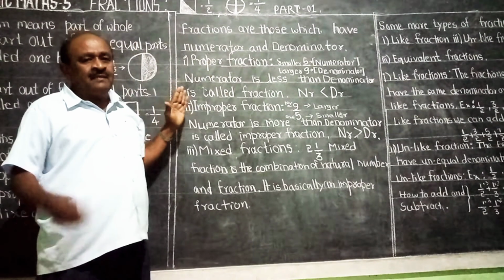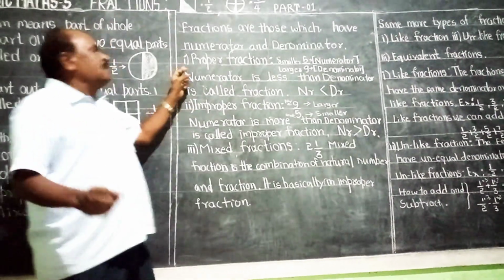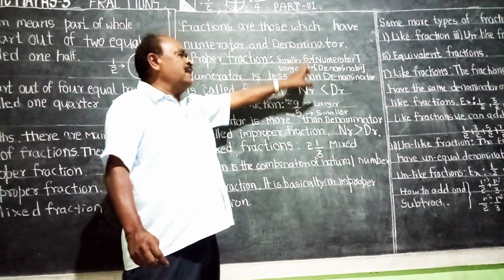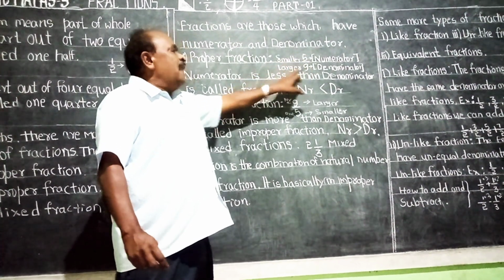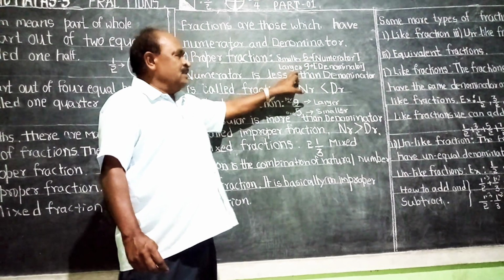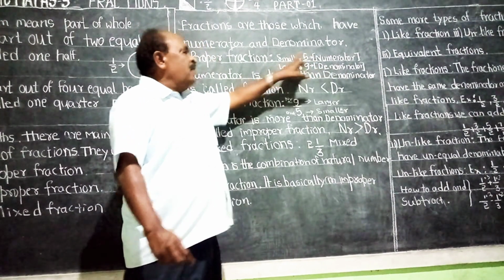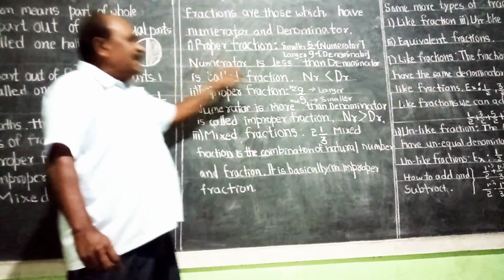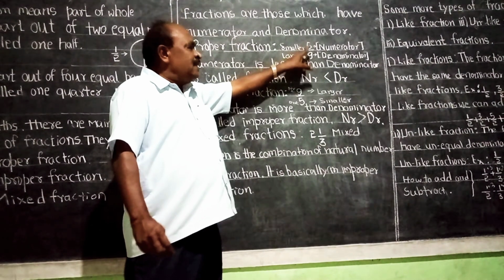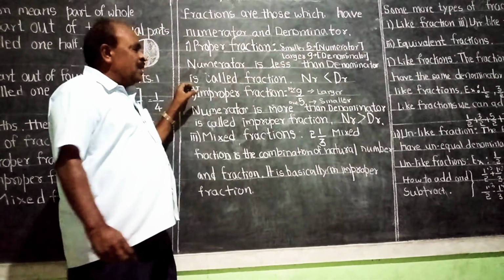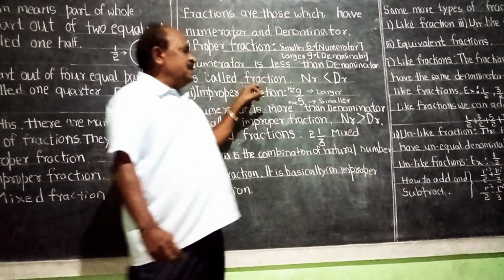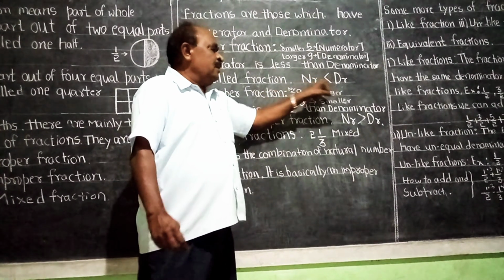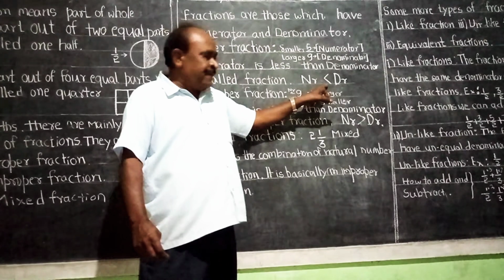Let me now discuss the proper fraction. Here, the proper fraction example is 5/9. In this, the numerator is smaller and the denominator is larger. Here this is the smaller and this is the larger. The numerator is less than the denominator, and that is called a proper fraction. You can use the less than or greater than symbol here.